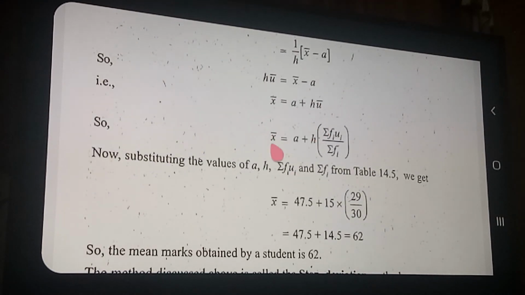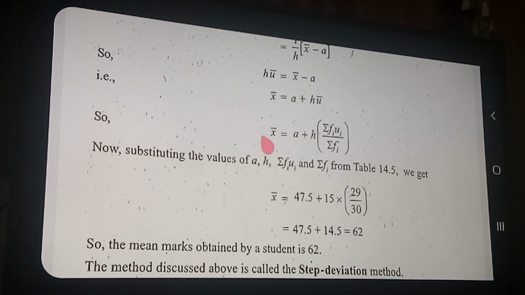That is equal to, what is the formula? x bar is equal to a plus h into sigma fi ui divided by sigma fi. Clear? This is the formula for which method? Step deviation method. Okay, once more: x bar is equal to a plus h into sigma fi ui divided by sigma fi. This method we call the step deviation method.